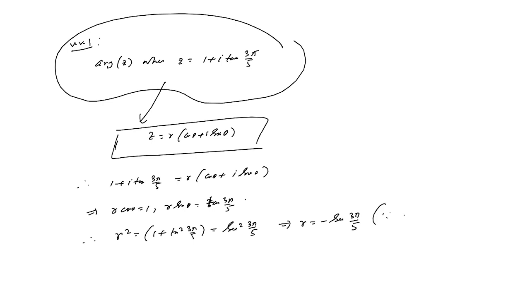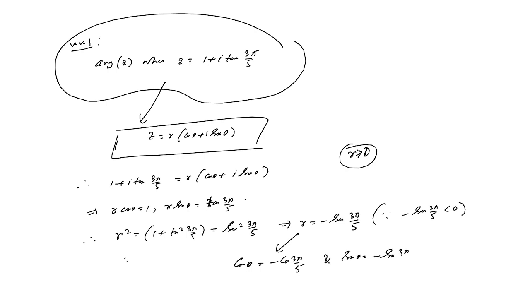Why the minus sign? Because sec 3 pi by 5 is less than 0, it is negative, and before that we have a negative sign, so negative and negative will be positive. The r is basically the modulus, and the modulus is always greater than or equal to 0. So r is not plus sec 3 pi by 5, r is basically minus sec 3 pi by 5. So here we can write cos theta equals minus cos 3 pi by 5 and sin theta equals minus sin 3 pi by 5.